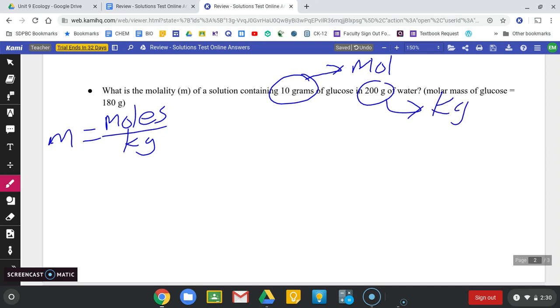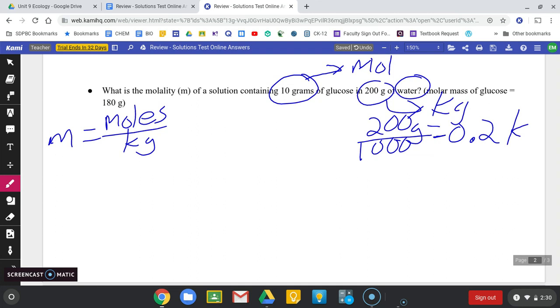So that's a little tricky because usually when we have grams, we always convert to moles. In this case, you only have to convert one of them. You have to remember that water is your bottom number. That's the kilograms. So 200 grams of water is, you divide that by 1,000 to get your kilograms. So it should be 0.2 kilograms of water. So there's your bottom number.